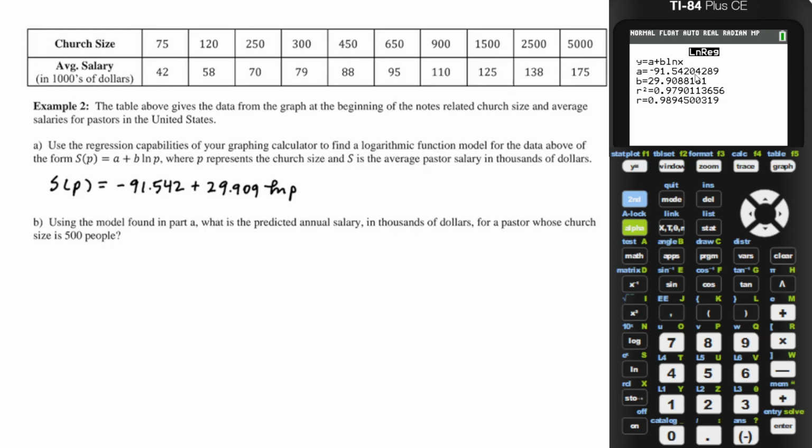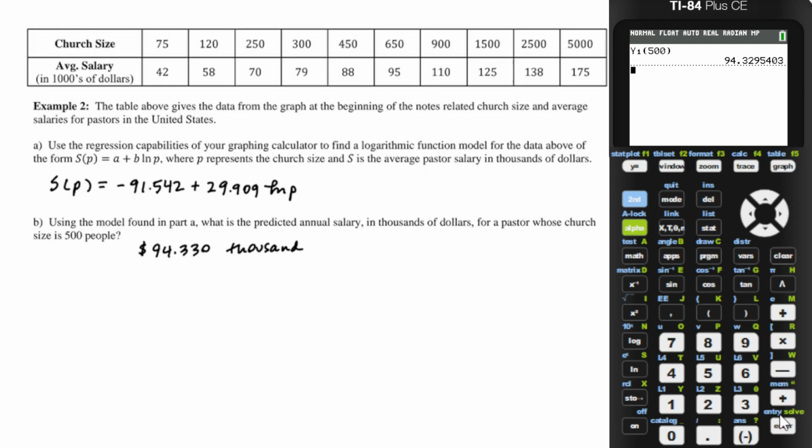Okay, so using the model found in part A, what's the predicted annual salary in thousands of dollars for a pastor whose church size is 500 people, and that is actually like the value of P. So I'm going to just plug in P into my model. I'm going to call for Y1, which I could do from F4, or I could do from Y variables right here. I'm going to plug in 500, and I'm going to have it do the work for me, and that would be 94.329 or 330 thousand. Okay, so salary would be 94,330.